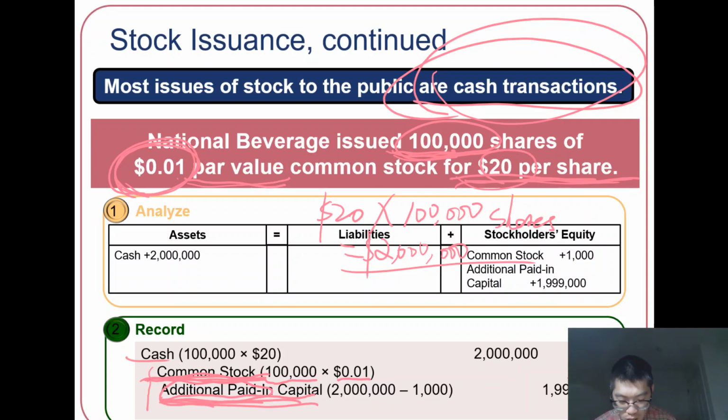Okay, how much we received: we received a total of $2 million, and additional to the par value, we received $1,999,000. So then that makes the balance. This is always how we record a stock issuance. We're always going to have a debit in cash and a credit to common stock for the par value of the number of shares we issued, and then additional paid-in capital to record the amount beyond the par value. That makes sense?